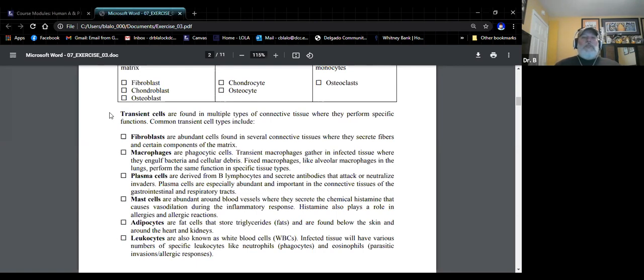Now, we have lots of other cells. We have erythrocytes, we have chondrocytes, osteocytes we talked about, we have reticulocytes. So we have a lot of other cell types. These are just some of the examples that we have of fixed and transient cells.